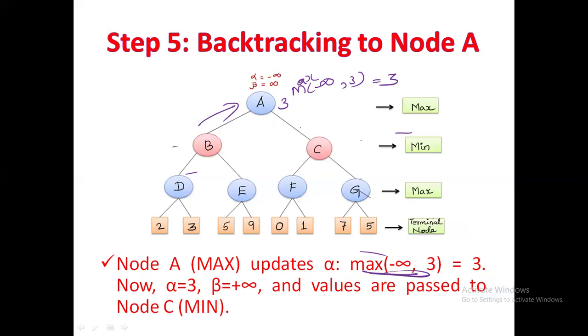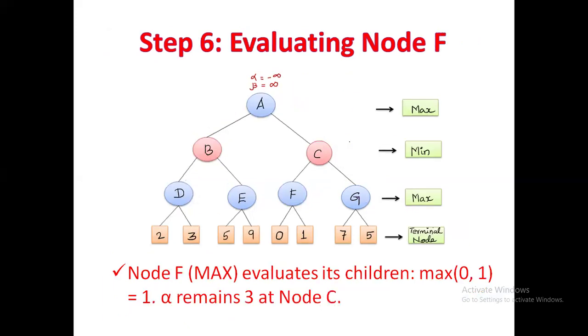What is the right child? Right child is C, minimum, along with the beta. Here, alpha is 3 and beta is minus infinity. Now we have to check the next node. After backtracking to node A, we are evaluating node F.